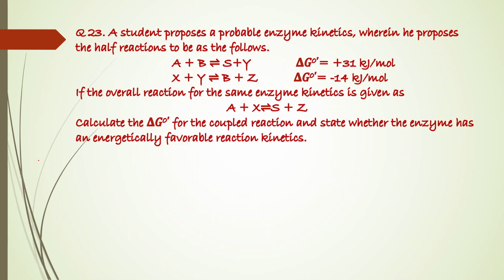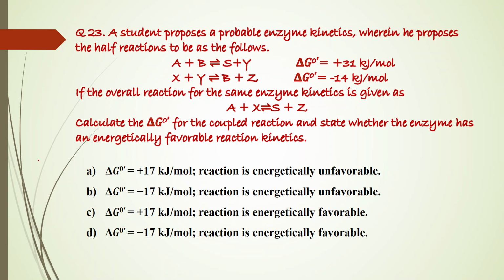Moving to the next one, it says a student proposes a probable enzyme kinetics that is shown here, wherein he proposes the half reactions. So we have 2 reactions. This is our first half reaction. This is our second half reaction. And the corresponding delta G values are written as well. You have to actually calculate the delta G0 for the overall coupled reaction. So what is the overall coupled reaction? You just simply add them.